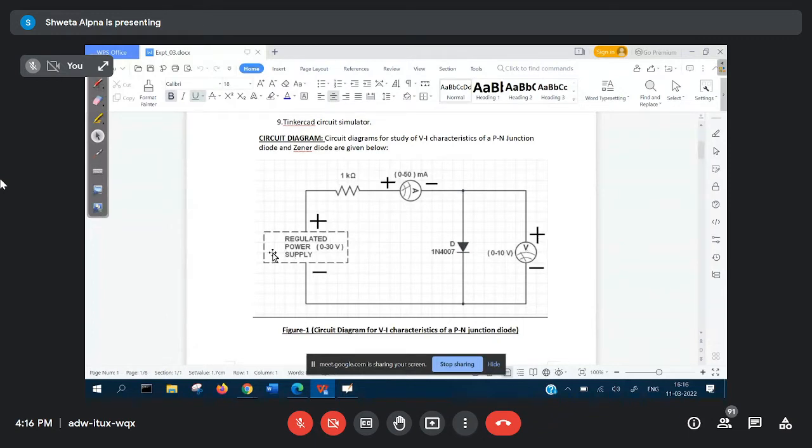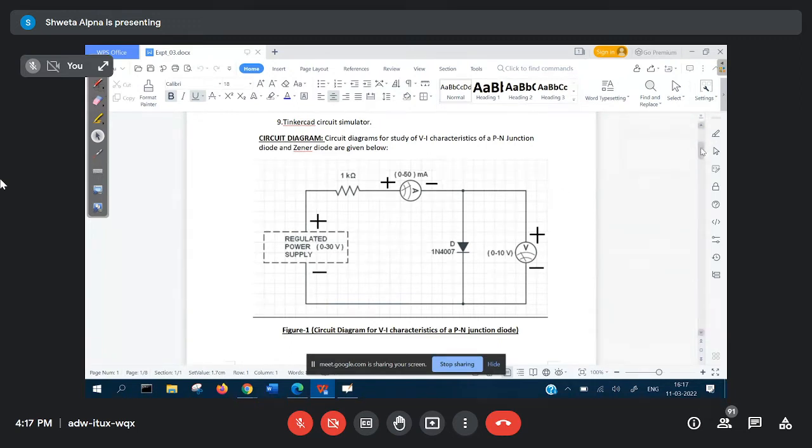These 5 components you are going to drag and drop in Tinkercad and connect in this way, where there will be a resistor here, an ammeter connected in series, and a diode placed here, with a voltmeter also connected across the diode in parallel. This kind of connection you will make, and you will vary the input voltage, measure the variation in current, measure the variation in voltage, and note down the readings of voltage across the diode and current in series with this resistor. Using those readings, you will plot a graph which will be called the voltage current or VI characteristic of the PN junction diode.